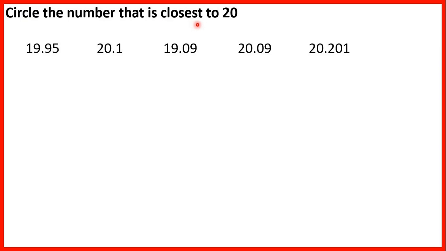Circle the number that is closest to 20. So we need to find the difference between the numbers that we're given and 20. First, we have 19.95. That's 0.05 less than 20, because if we work out 20 minus 19.95, we will get 0.05. And we could do that using column subtraction, so we could remember that 20 is the same as 20.00, and if we subtracted 19.95, we would get 0.05.